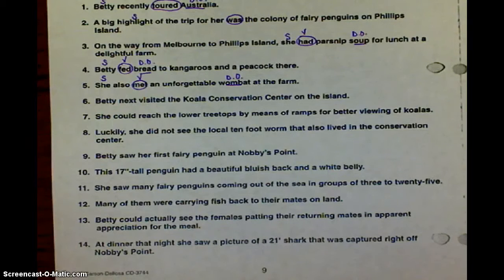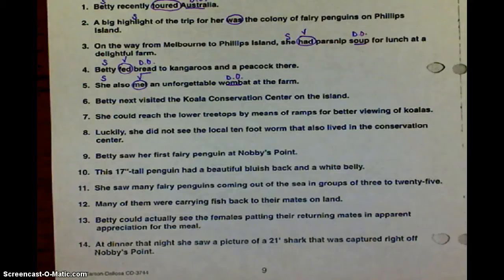And number 14, at dinner that night, she saw a picture of a 21-foot shark that was captured right off Nobby's Point. Who or what did it? What did it do? Verb what? Now, ladies and gentlemen, go back to number 12. I want to make sure you have the subject correct on that sentence. It says, many of them were carrying fish back to their mates on land.